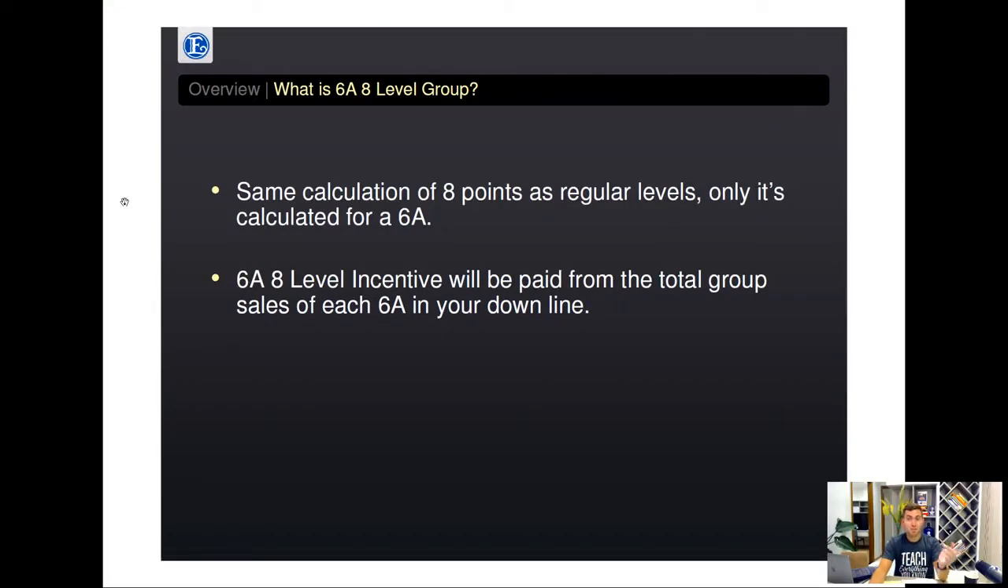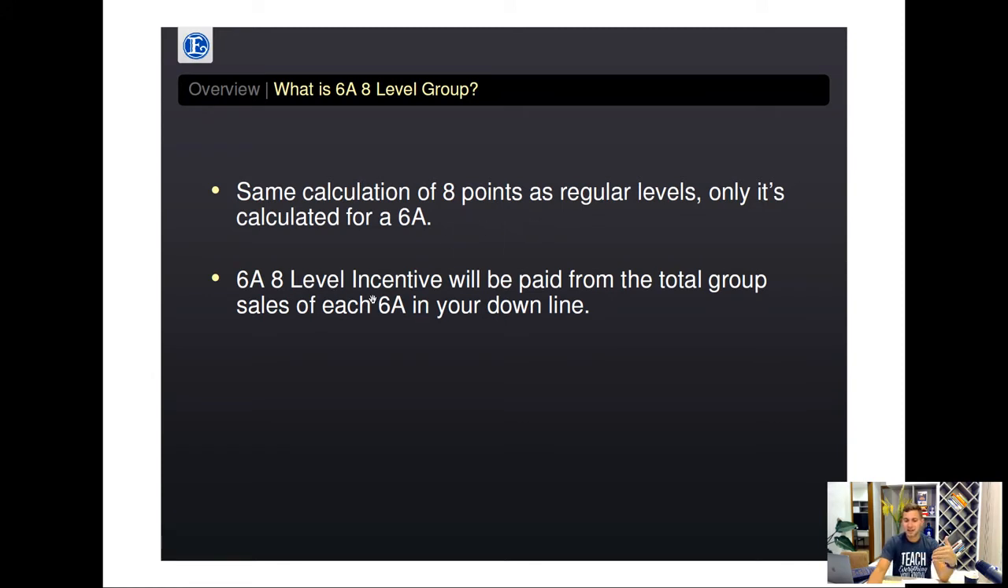And right now in this video, I'm going to jump straight back into my slides, and we're going to consider this part two of this two-part series. So here we go. What is Enagic's 6A 8-level group? Right here, it's the same calculation of all 8 points as the regular levels, only it's calculated for 6A. So we're going to dive into a bunch of examples.